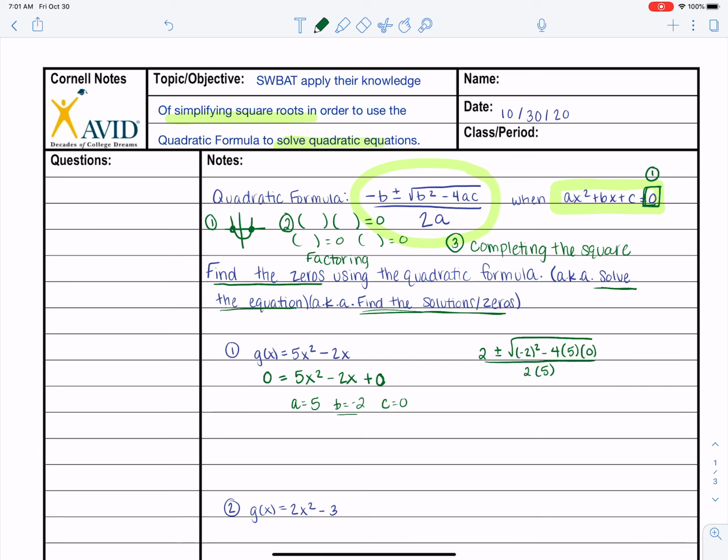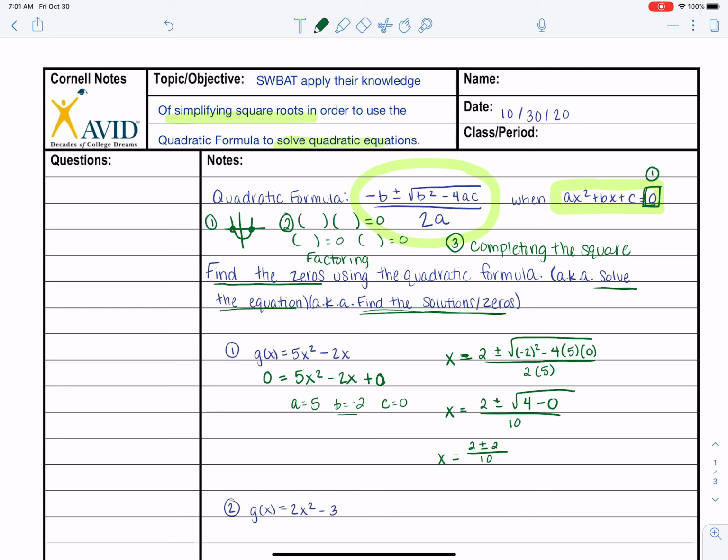Now, we're going to simplify. First of all, this needs to be x equals because we are solving for x values, okay? So x equals 2 plus or minus the square root of negative 2 squared, which is negative 2 times negative 2, a positive 4, minus 4 times 5 times 0, which is 0, all over 10. Okay, so 2 plus or minus the square root of 4 minus 0, which is 4. The square root of 4 is 2, all over 10.